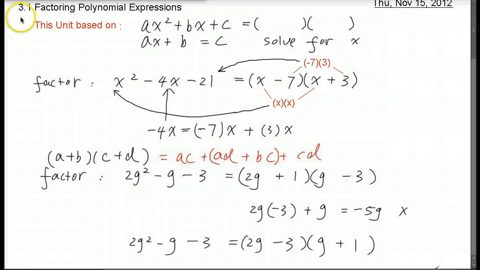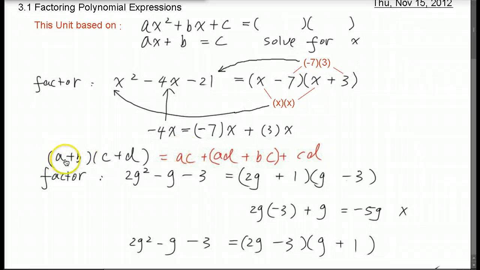For the first section, 3.1, factoring a polynomial expression, basically you're going to do this. Given something like x squared minus 4x minus 21, you're able to factor it into x minus 7, x plus 3. So this is really the process.